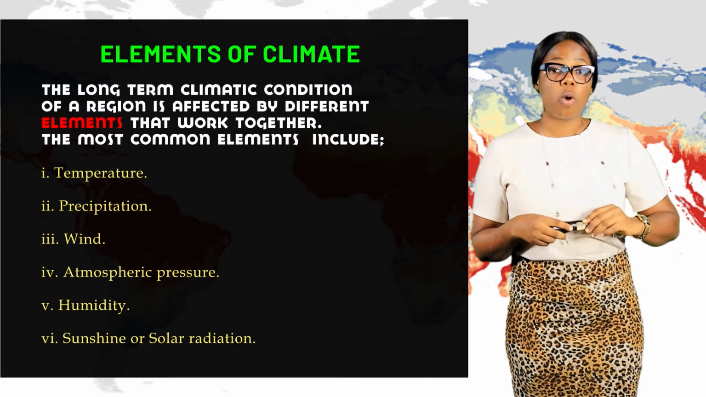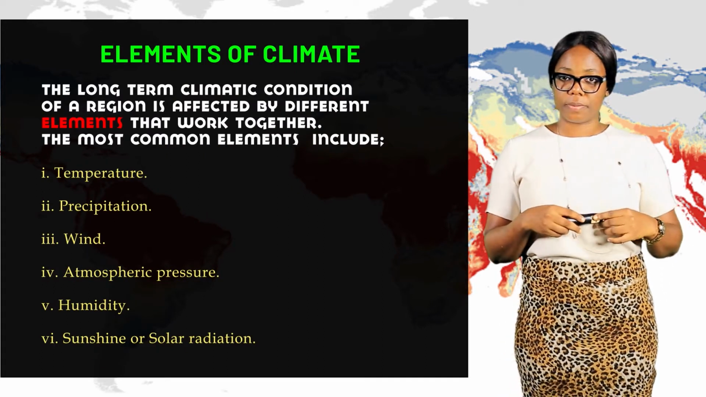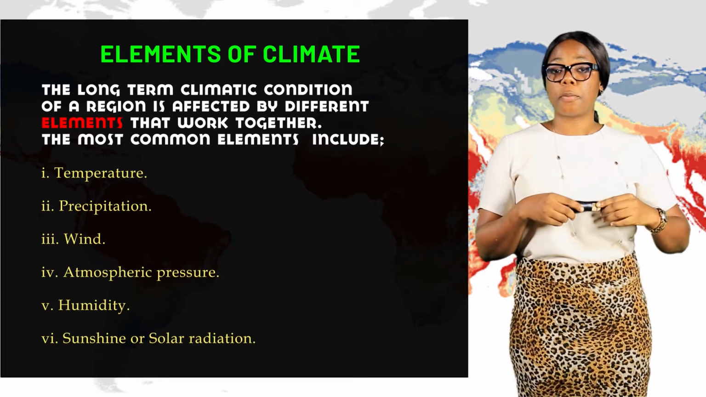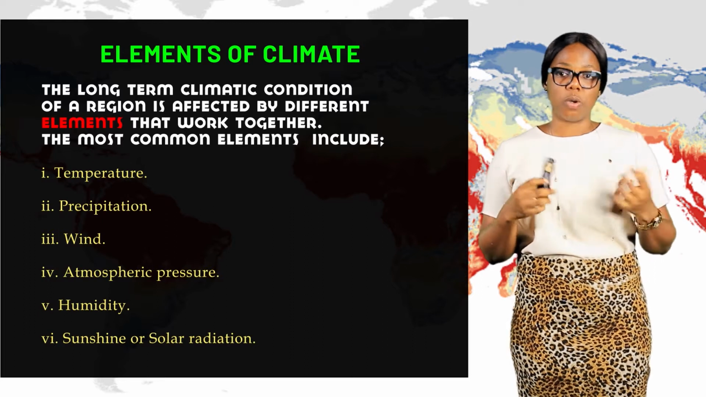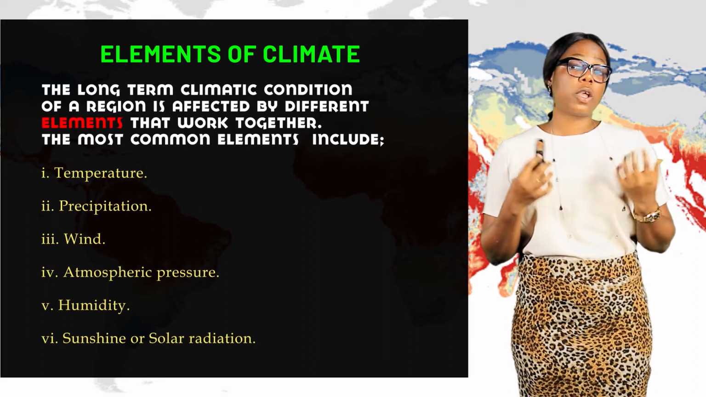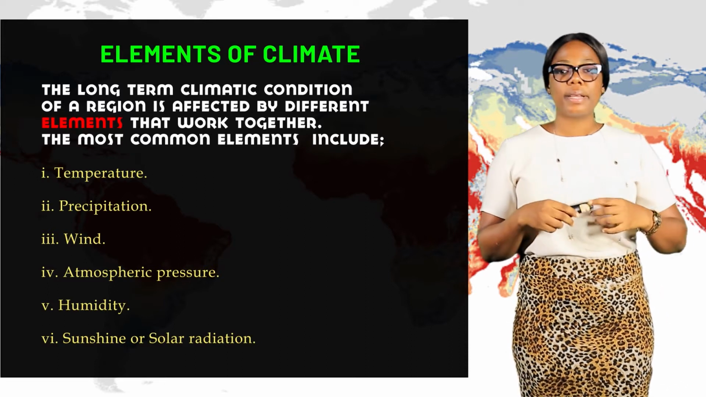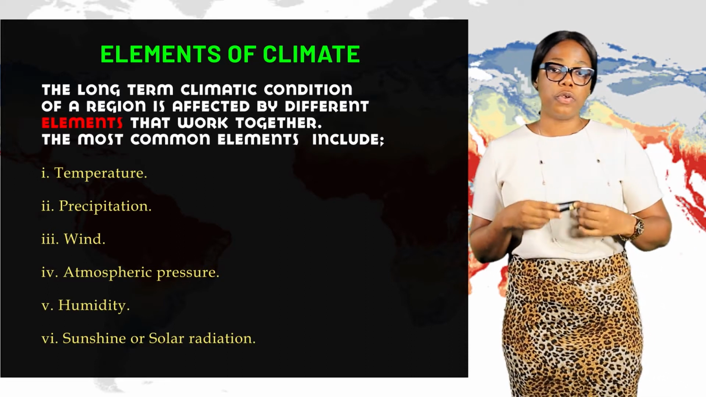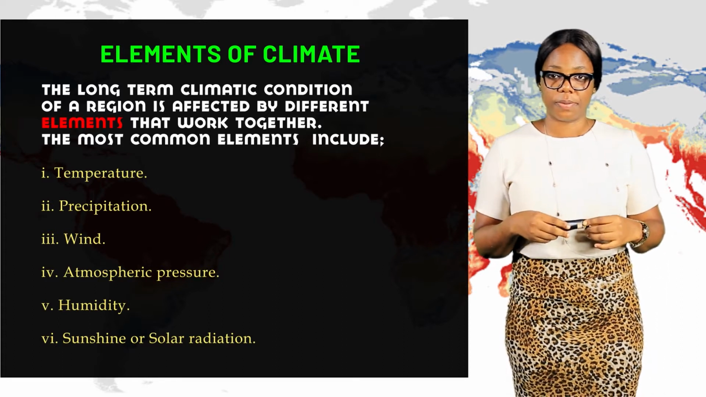Certain elements work together to determine the climate of a particular region. These elements in different proportions are studied to determine the climate of a region or a location. They include temperature, precipitation, wind, atmospheric pressure, humidity, and sunshine or solar radiation.